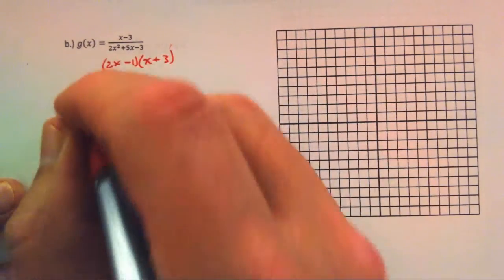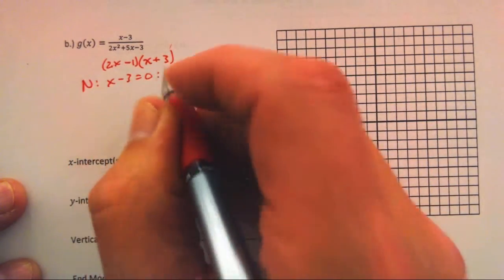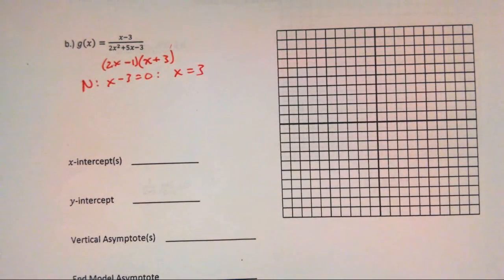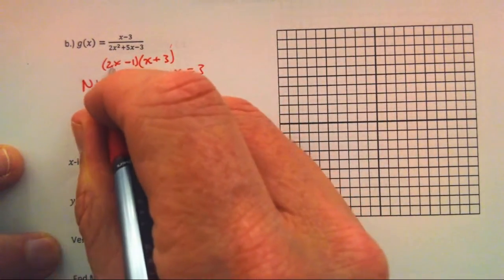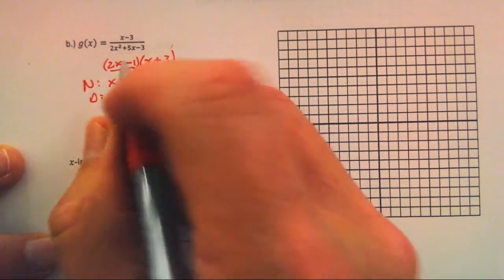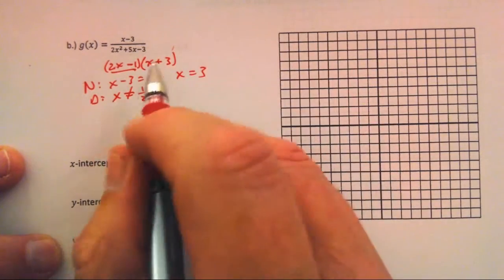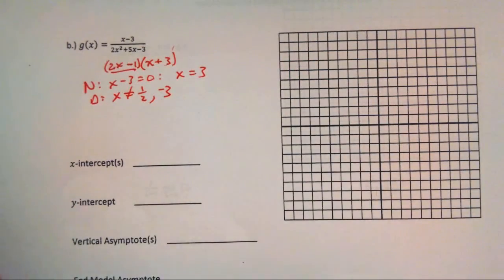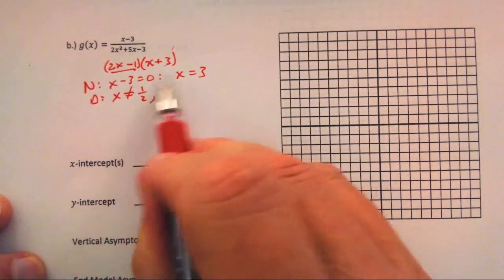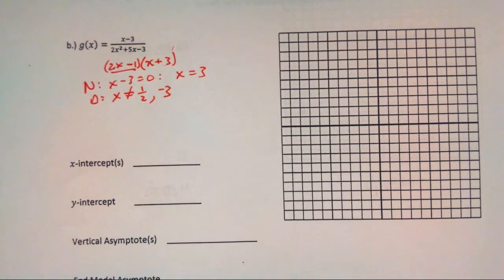Let's start with our numerator test. x minus 3 equals 0 produces x equals 3. We'll move on to our denominator test. Set our denominator equal to 0 because we know our denominator cannot be 0. Therefore, x cannot equal 1 half, and x cannot equal -3. And once again, what do we notice? We don't have shared zeros in the top and bottom, so there is no hole. That tells us where some asymptotes are.